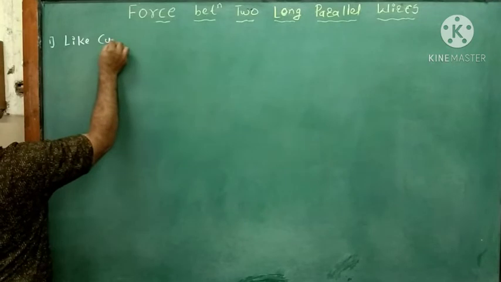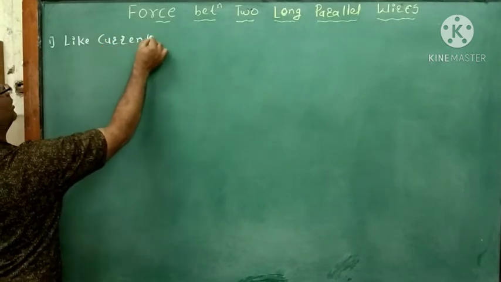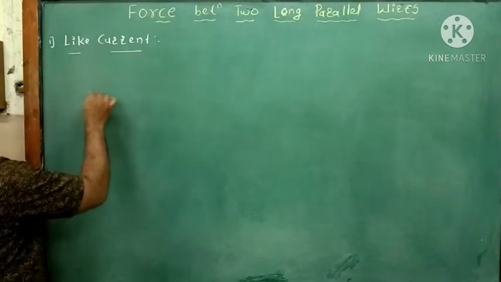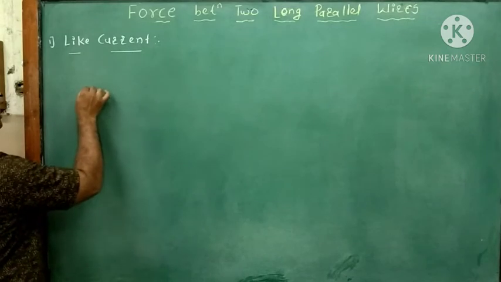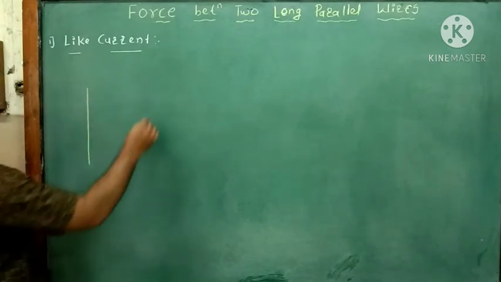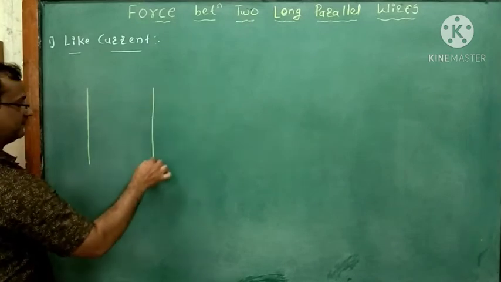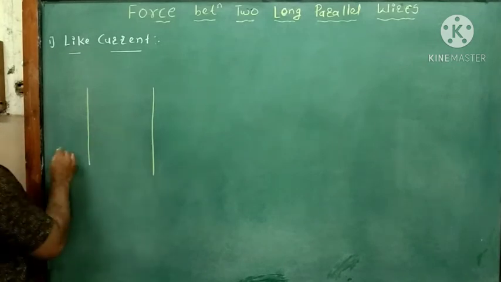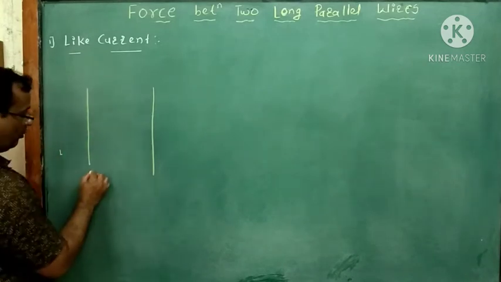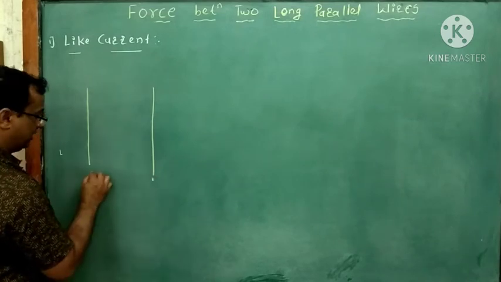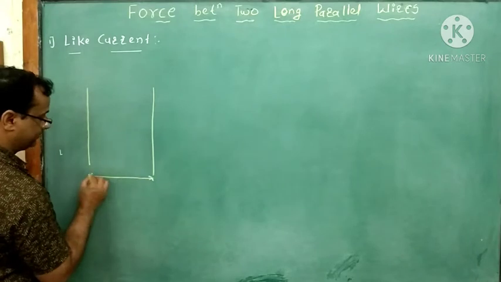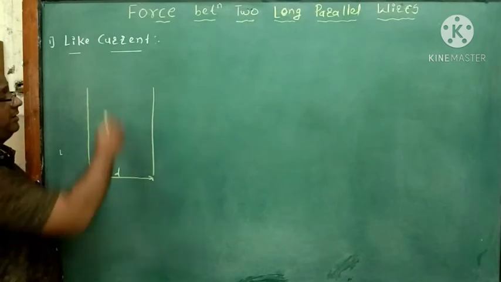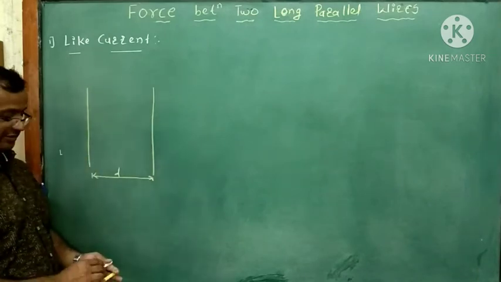Like current. Here, we want to take two conductors. Suppose this is the first conductor and this is the second conductor. The length of both conductors is L, and both conductors are placed at a distance D. The distance between these two conductors is D, and both conductors are parallel to each other.